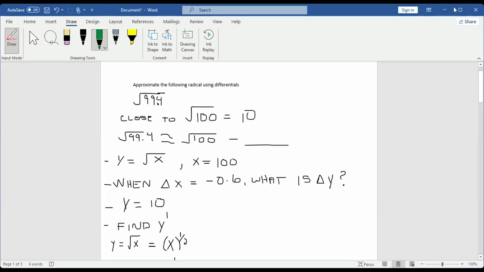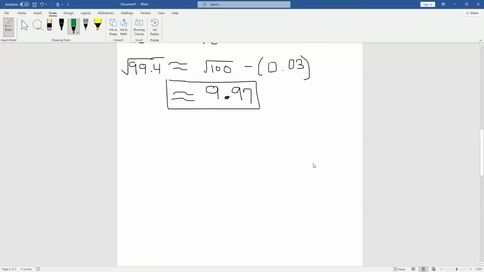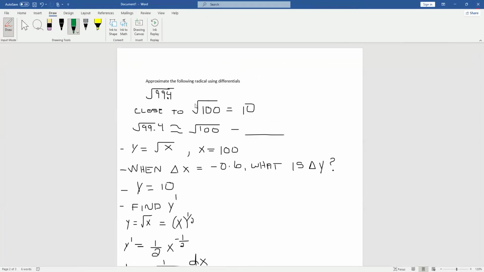All right, so we want to approximate the square root of 99.4. And we know that the square root of 99.4 is very close to 100. And that's helpful because 100 is a perfect square. The square root of 100 gives us 10. So we can approximate the square root of 99.4 using the square root of 100 minus that difference, right?